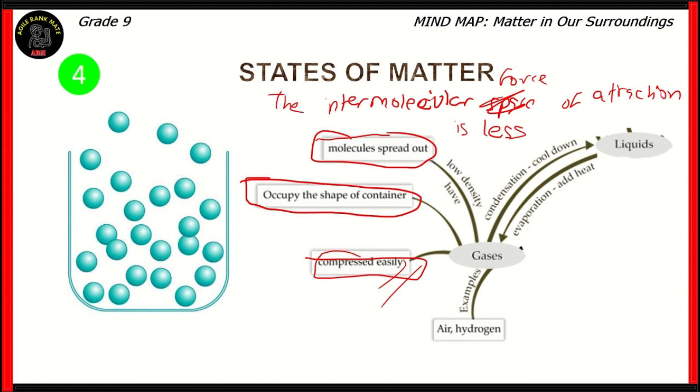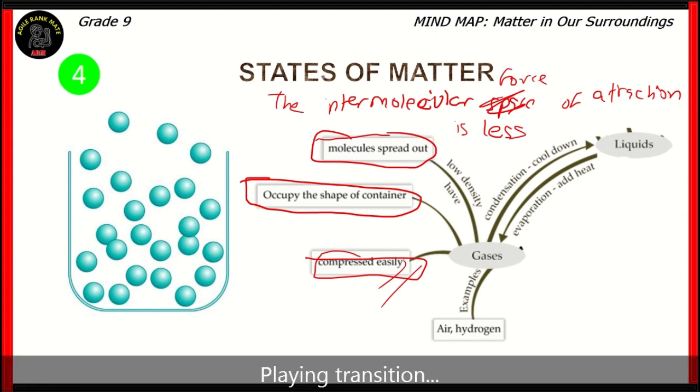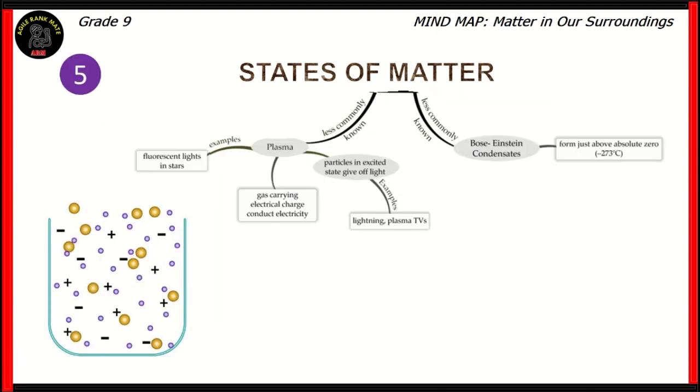And we have already discussed the conversion between liquids and gases. However, we'll also be discussing the conversion between all of the states of matter in later slides. Next, to the fifth part, or the fourth type of state of matter, which are the less commonly known states, which are plasma and Bose-Einstein condensate.